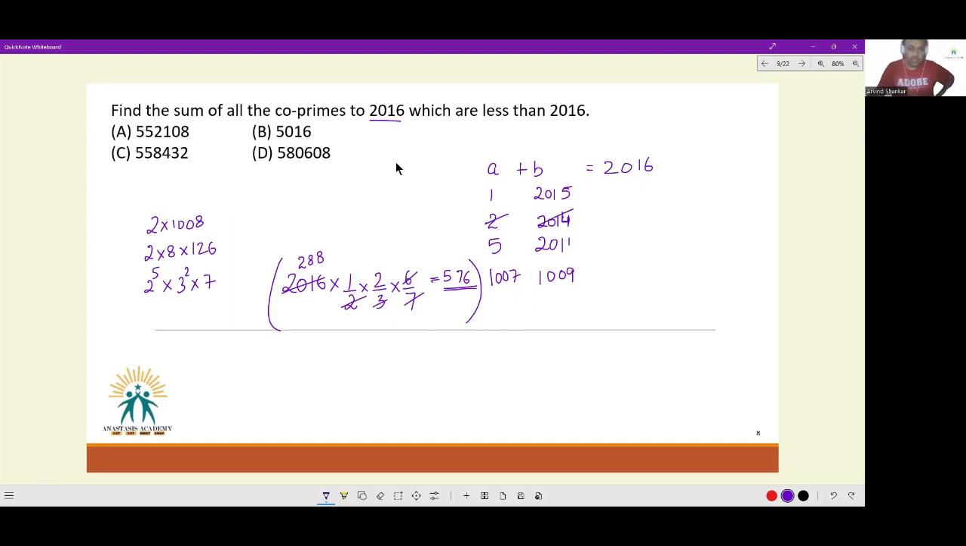So now, for the sum of all co-primes to 2016 which are less than 2016, the working that we have to do is 576 divided into pairs. Happily, that will be 288.